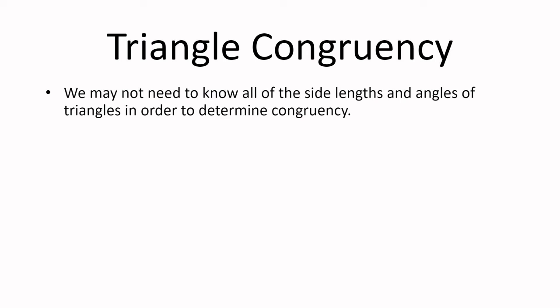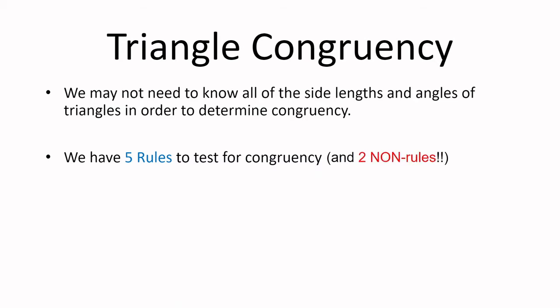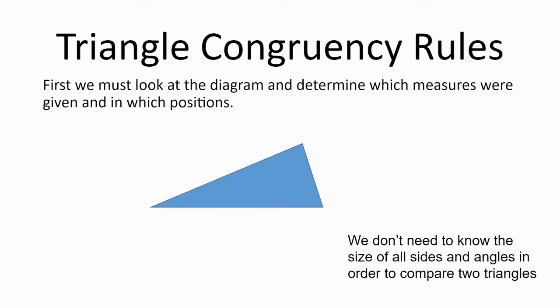Now, we don't need to know all of the side lengths and all of the angles in a triangle in order to determine if they're congruent or not. There are 5 rules to test for congruency, and be careful because it's easy to confuse them with the 2 non-rules. First, let's have a look at how we label the sides and angles of a triangle.